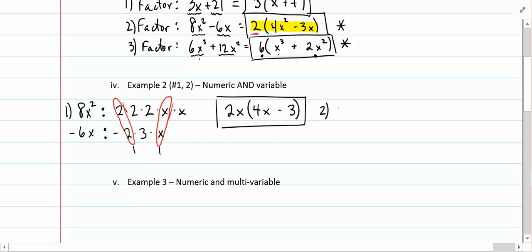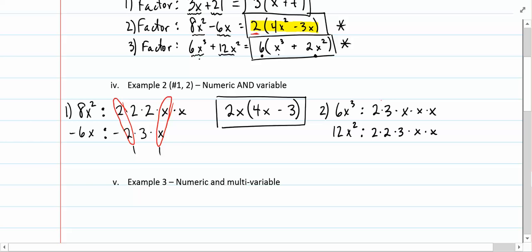Let's revisit the other problem as well. 6x cubed and 12x squared. In this first case, the prime numbers that multiply together to make 6, again, are 2 and 3. And I have 3 x's that multiply together to make x cubed. For the 12x squared, I would have 2 times 2, which makes 4, times 3, which makes 12. These are the 3 prime numbers that multiply together to make 12, and we have 2 x's.